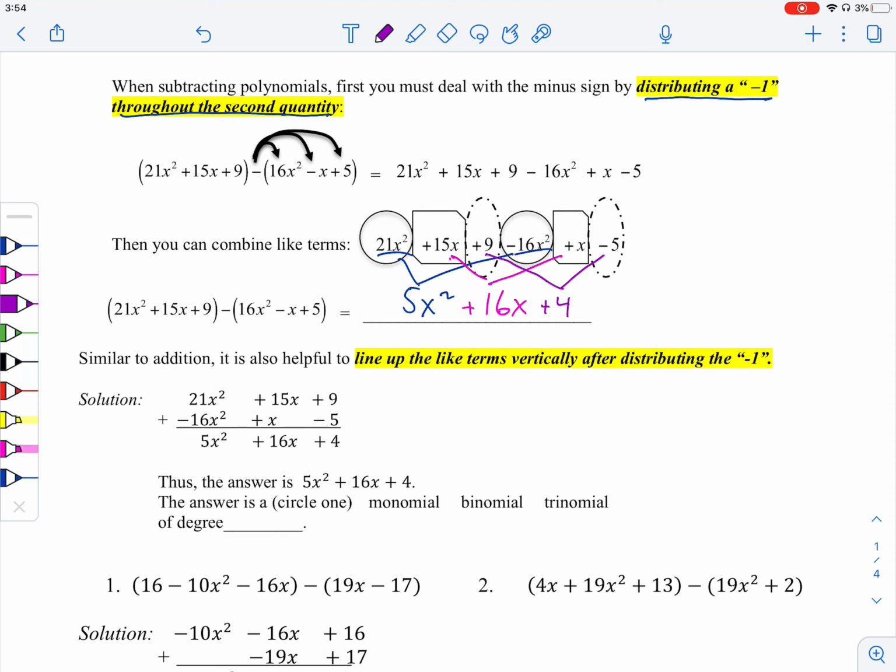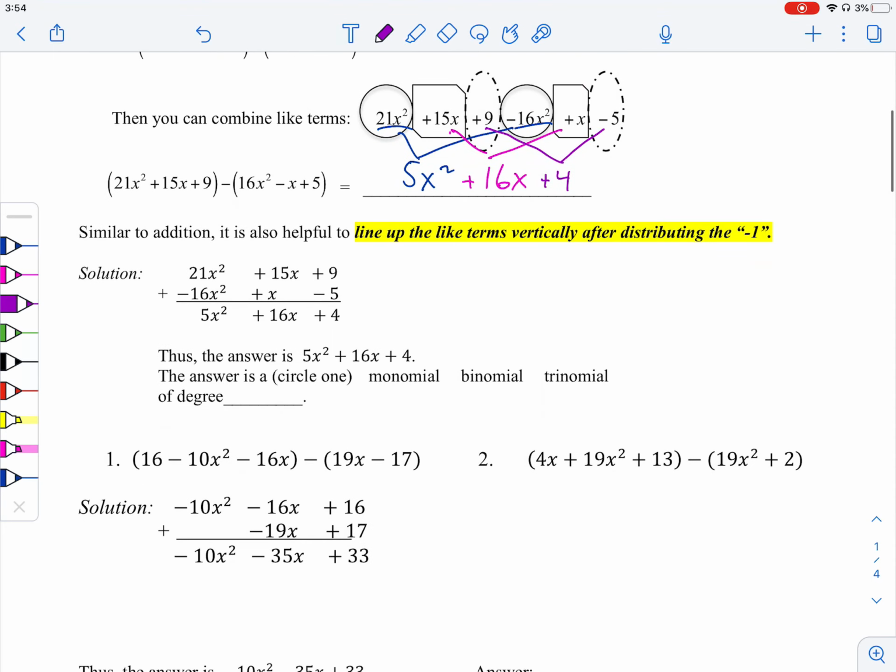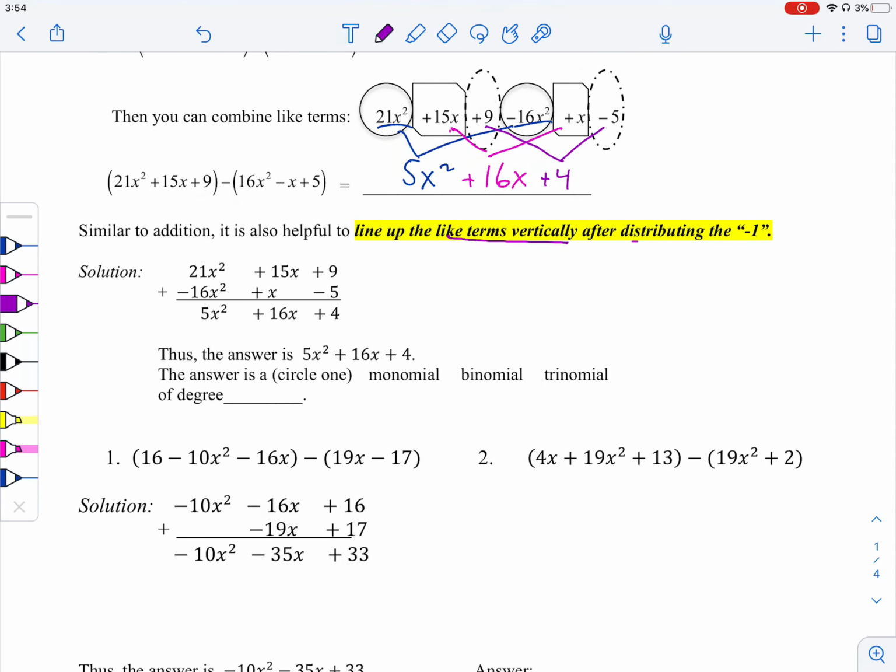Now last time we've been lining them up, right? So we line up the like terms vertically after distributing negative 1. These are our x squared column, our x column, and these are just numbers, our number column. We put the x squareds in one column so we can add them together and get 5x squared. We put all the x's together and get 16x. Then our numbers, 9 minus 5 is positive 4.